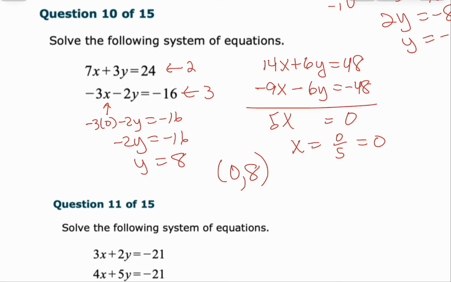Now, how could you check your work? Well, you could put both equations in Desmos. Do they cross at 0, 8? If you plug 0, 8 into the top equation, you get 24. If you plug 0, 8 into the bottom equation, you get negative 16. So 0, 8 is our solution. So that is one where you have just one solution.